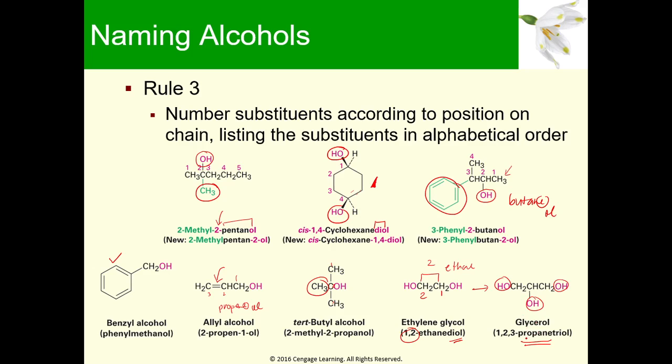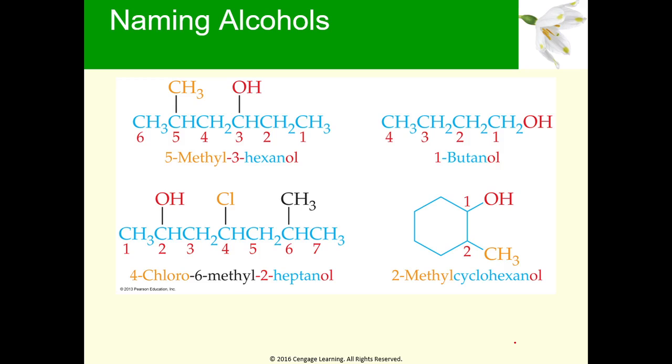So the name is propane triol, but it doesn't end there because you need to locate where are the OH groups. So the OH groups are at 1, 2, 3. So, may OH group at carbon number 1, may OH group attached to carbon number 2, and then an OH group attached to the third carbon. So that's why the name is 1,2,3-propanetriol. So here's just some examples of naming alcohols.